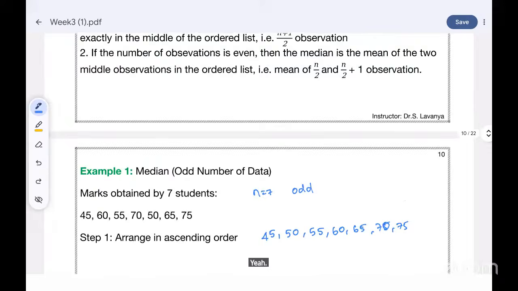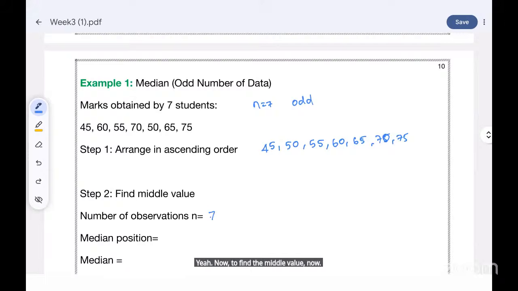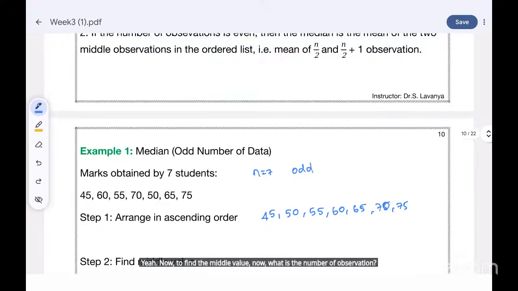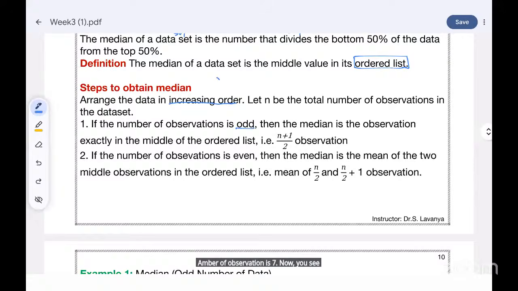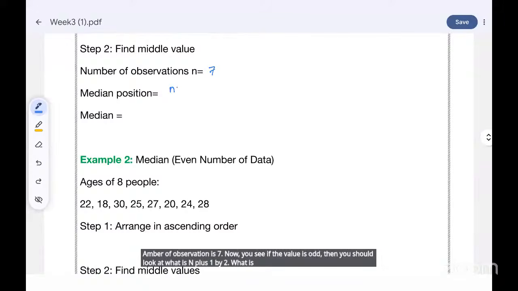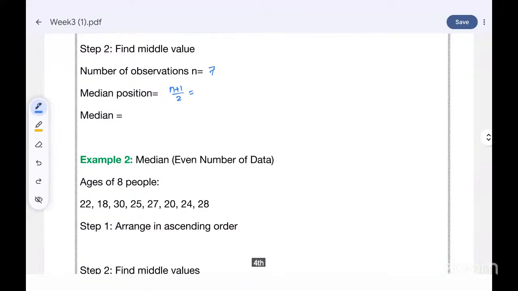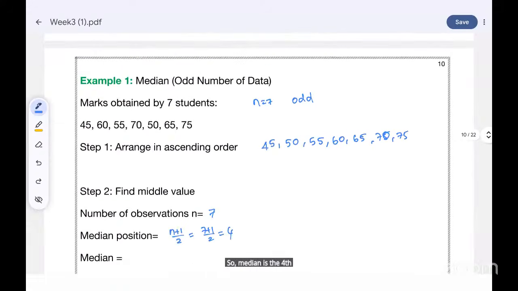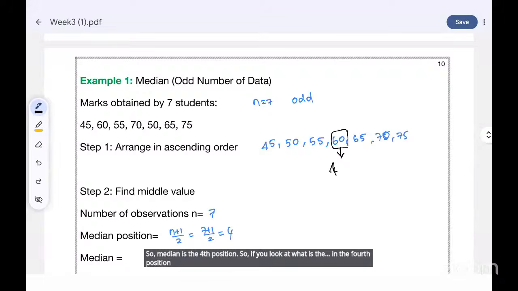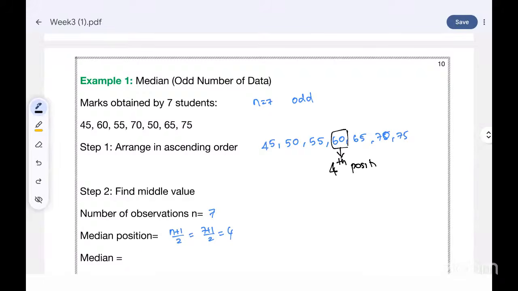Now to find the middle value, what is the number of observations? The number of observations is 7. Since it is odd, you should look at n plus 1 by 2. What is n plus 1 by 2 in this case? The fourth position. 8 by 2 equals 4, so the median is the fourth observation. If you look at the fourth position, it is 60. So this is the median position and the median value is 60.